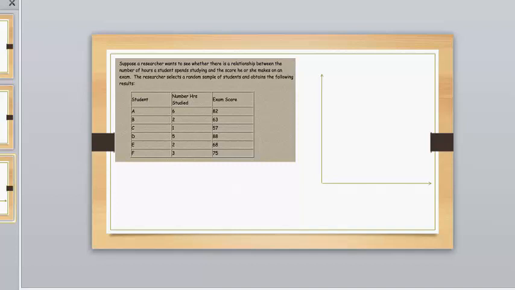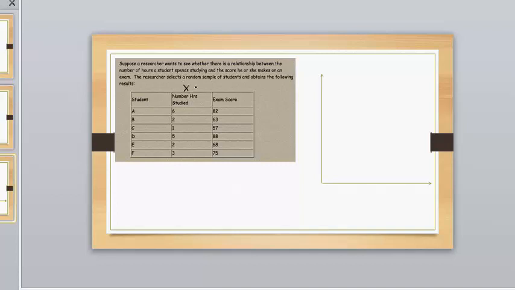In order to display the data using a scatter plot, we must first decide which variable is the independent variable, or the x, and which variable is the dependent variable, or the y. Remember that the independent variable is the one that you have more control over. A student has control over the number of hours they spend studying. So I'm going to call this my x.